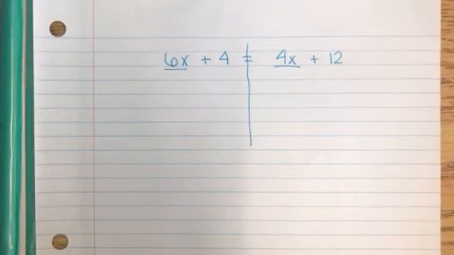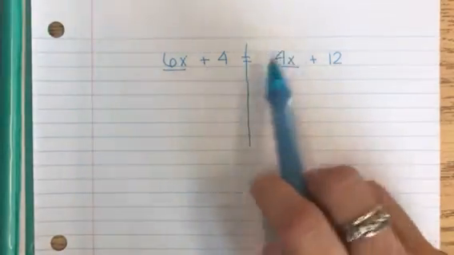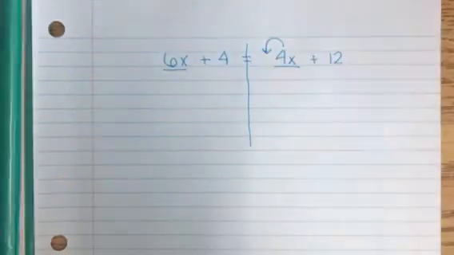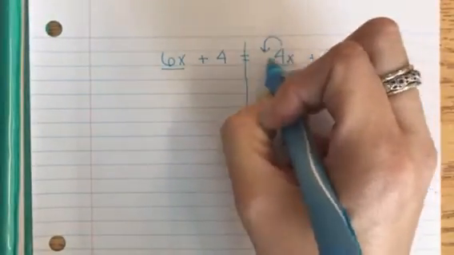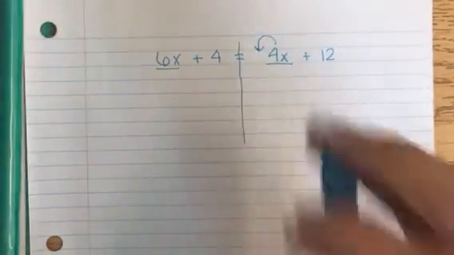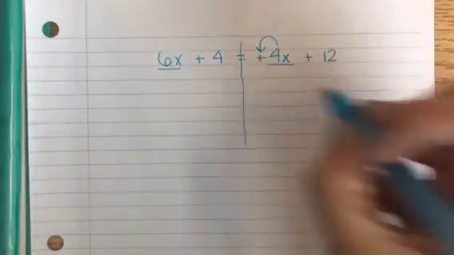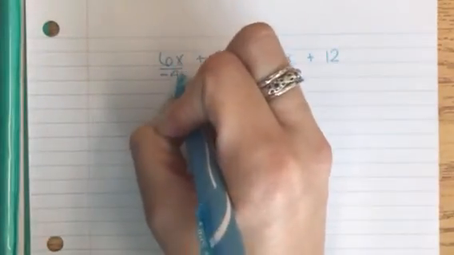Typically, my students prefer to move the smaller variable. This will help you avoid negatives. So between 6 and 4, 4 is our smaller one. Just like we've been doing throughout our other videos, we look in front of the number and decide if it's positive or negative. Because we don't see anything in front of this 4, we know that this is a positive 4. So we will do the opposite of a positive 4, which is a negative 4. Negative is the same as subtraction.